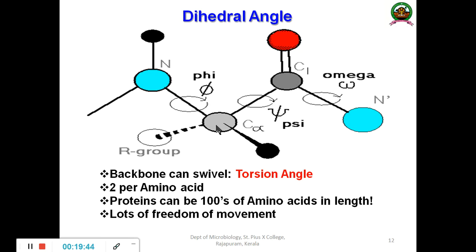For every peptide bond, there are two dihedral angles. Then the total number of conformations, the flexibility, if you count, will be 2 raised to 100. That is a very huge number. So because of the dihedral angles, proteins have a huge amount of degrees of freedom.